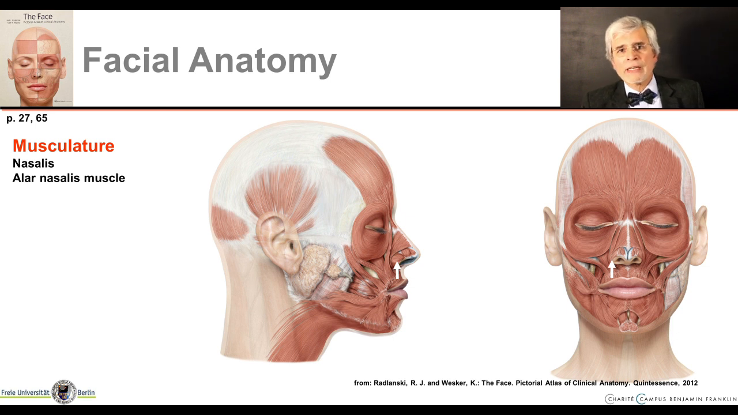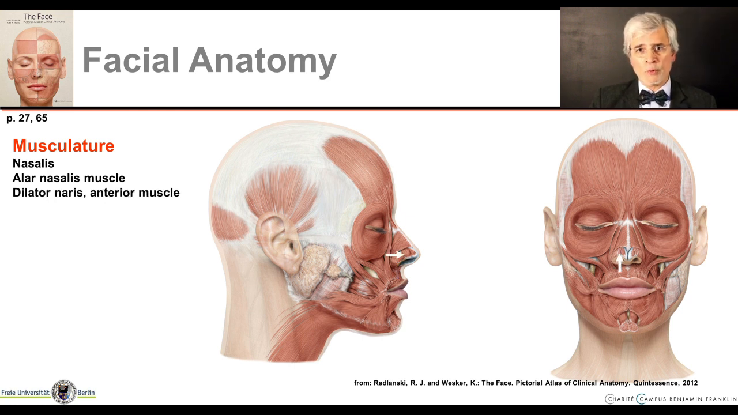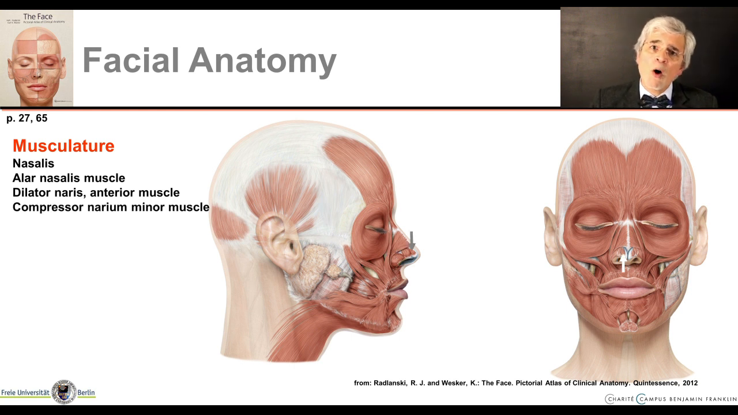In any case, it lies very thinly on the cartilaginous nostril, and slightly medially, more toward the tip of the nose, lies just as small the dilator naris anterior muscle, which, as its name implies, can dilate the nostrils somewhat when it contracts. And even smaller, even further towards the tip of the nose, we find the compressor narium minor muscle, which is supposed to contract the nostrils.